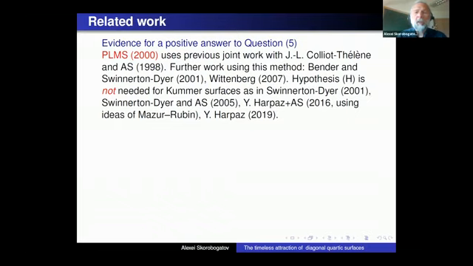And if you don't like the fact that this uses Schinzel's hypothesis H, let me tell you that hypothesis H is not needed in the case where you work on rational points on Kummer surfaces, in which case you only use the conjecture that the Sha group is finite, which is probably a natural thing to do in this context.